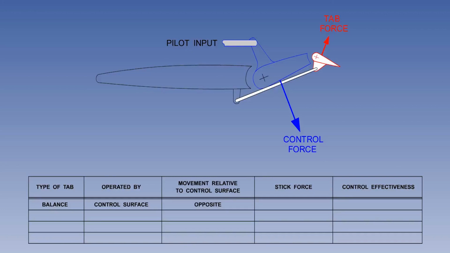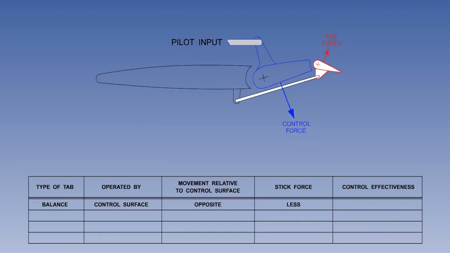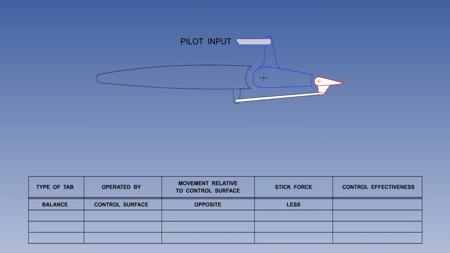Please note, it is movement of the control surface that moves the balance tab. Therefore, if for some reason the main control surface can't be moved, the balance tab can't move. It is the aerodynamic force on the balance tab acting in the opposite direction to the one on the control surface which reduces the hinge moment.